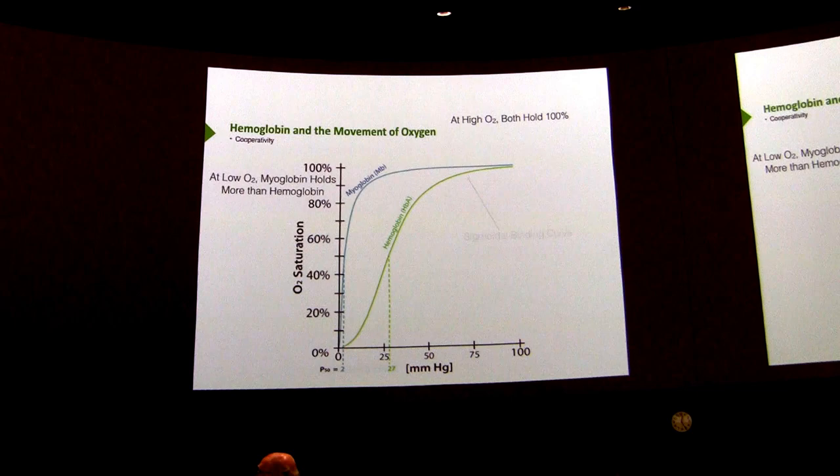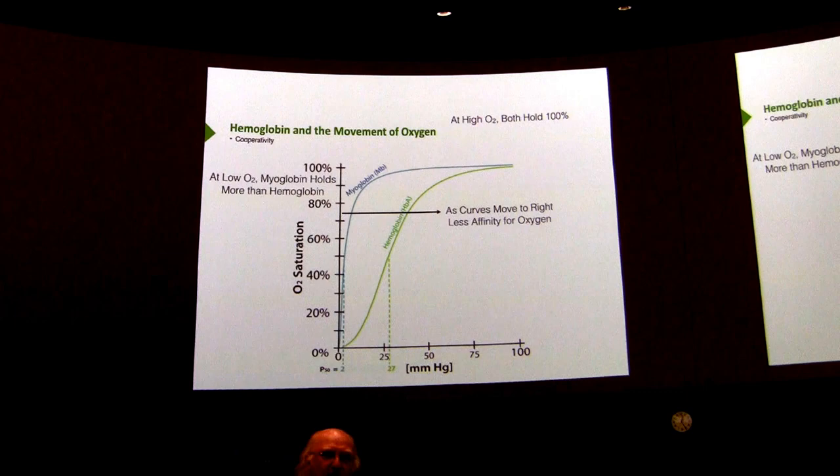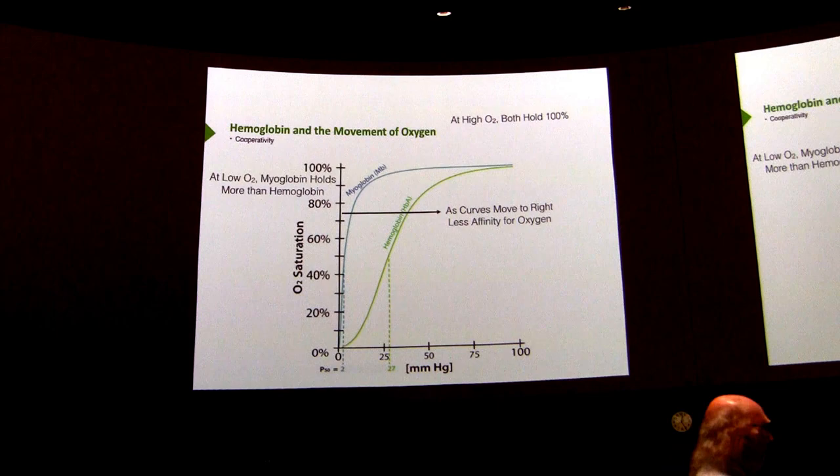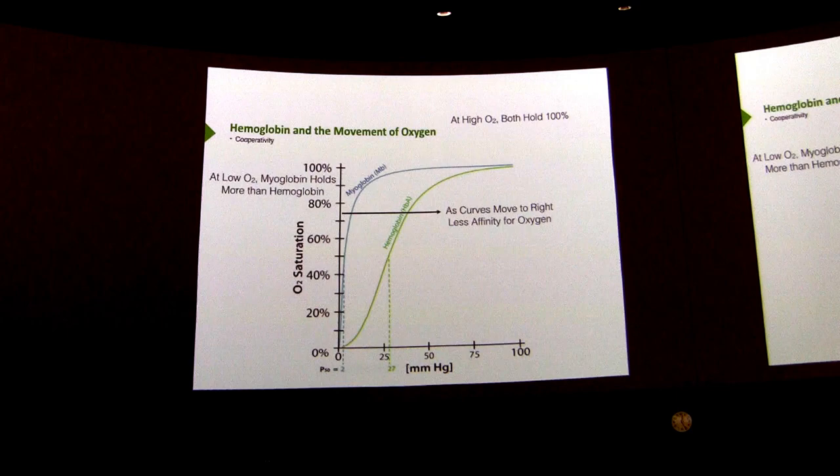Now, this illustrates something that we'll come back to a couple of times, and that is, as I do these plots, a curve that's further to the right has less affinity for oxygen at the same concentration. So we see that hemoglobin has less affinity for oxygen at the same concentration until we get to the very highest concentrations of oxygen. Yes?